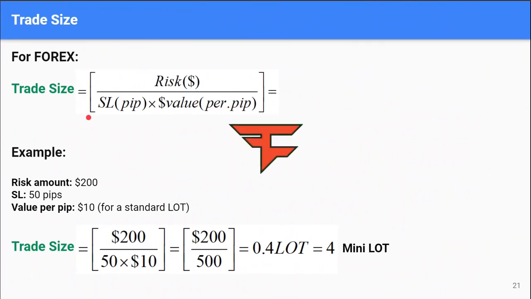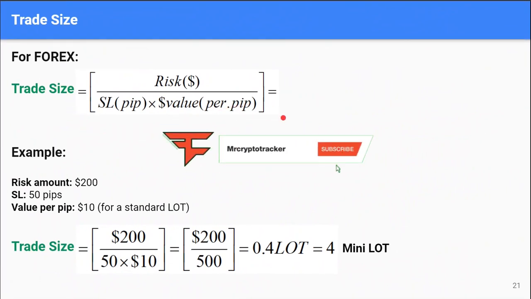And also for the Forex market, the trade size formula is almost the same, but with a minor difference. Here is the formula for Forex. You should enter your risk amount here. And I eliminated the commission because most Forex brokers don't charge commission. They only work based on the spread. Divided by stop loss in pips, multiplied by the dollar value per pip.